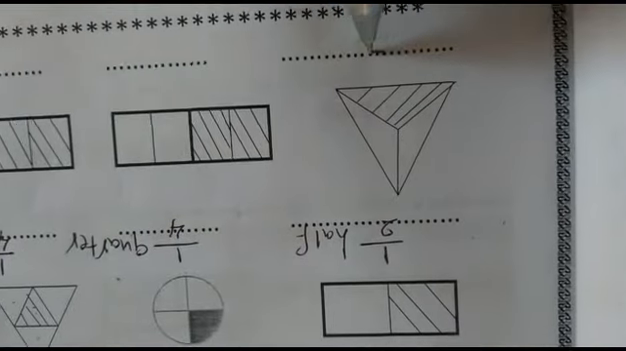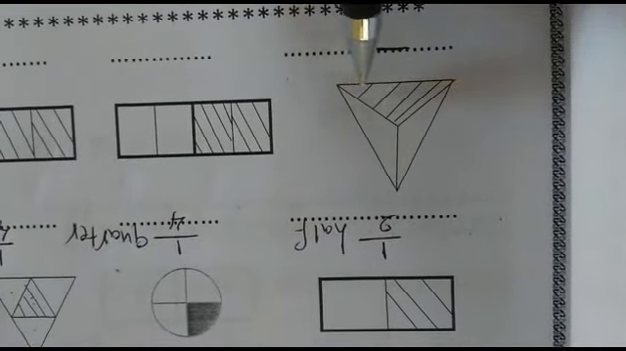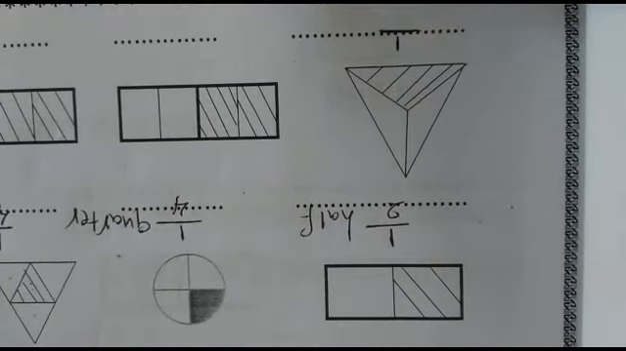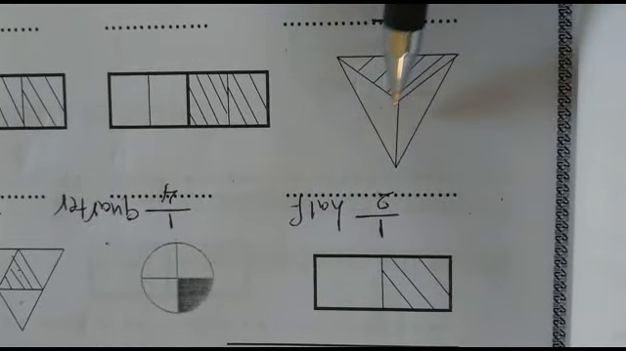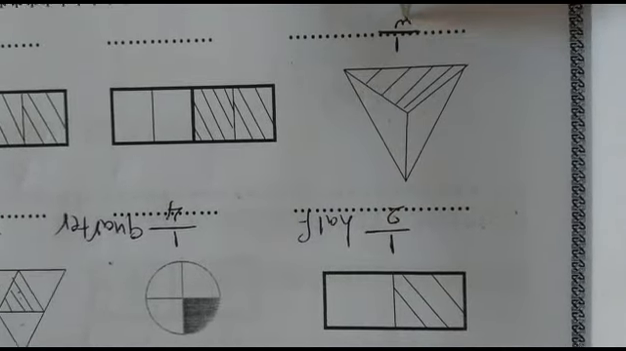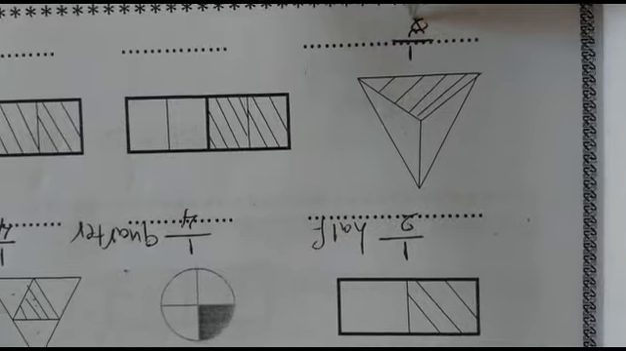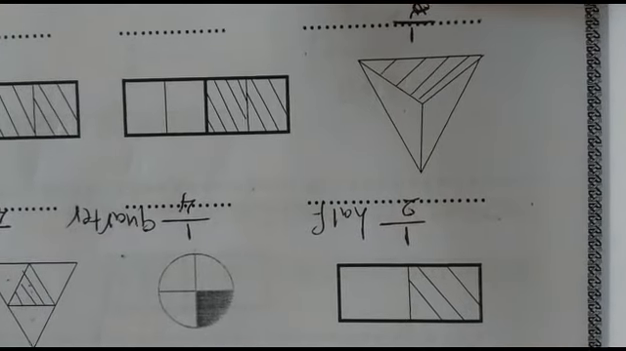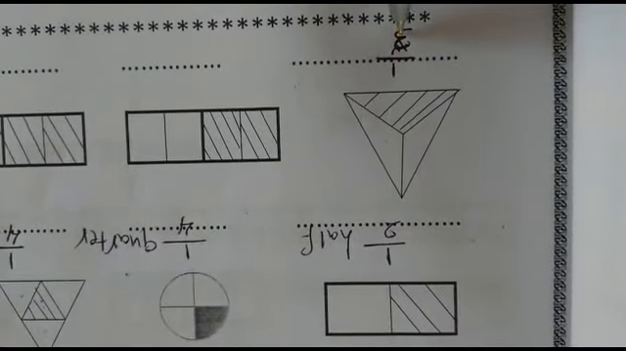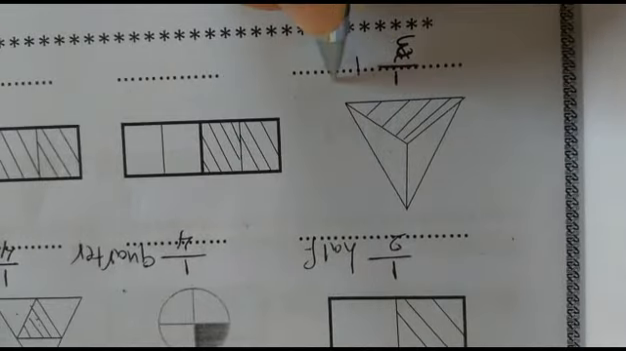Here, fraction line. The colored part, what? 1. I will write 1 up. And the all parts, 1, 2, 3. I will write 3 down. And here, this is called what? Third.